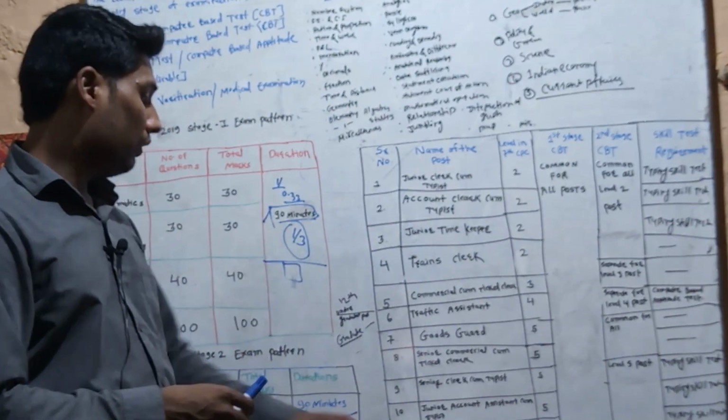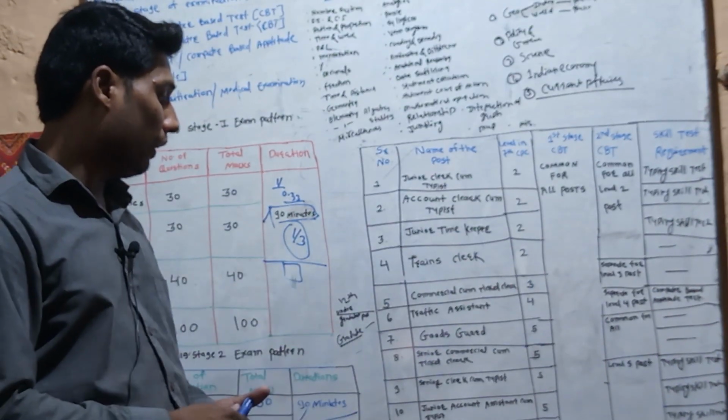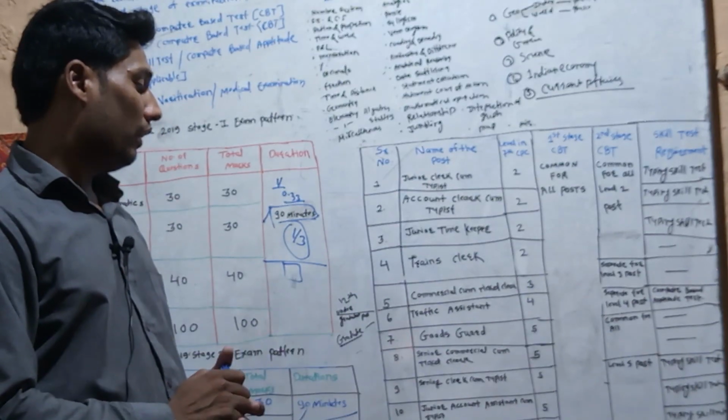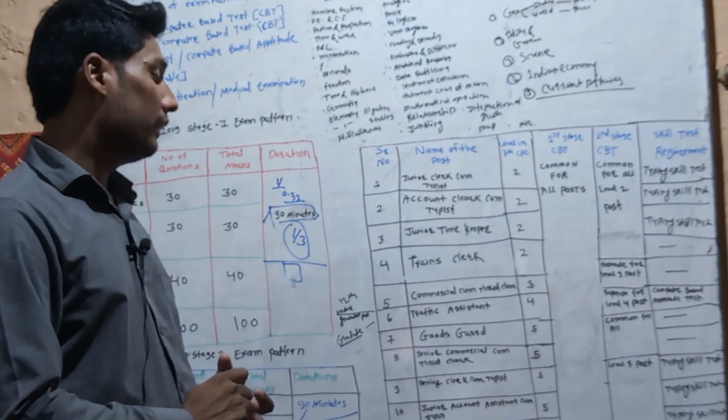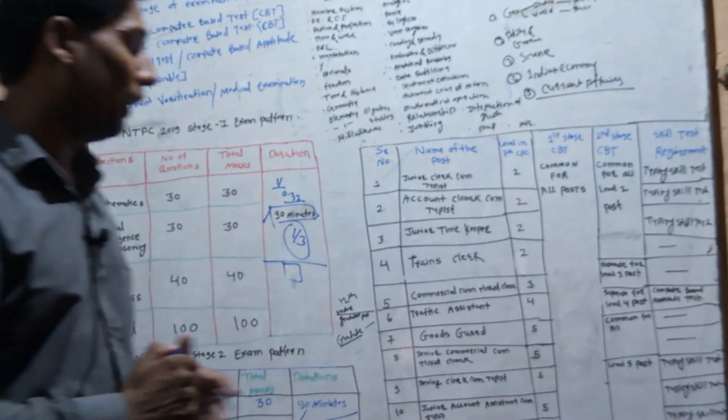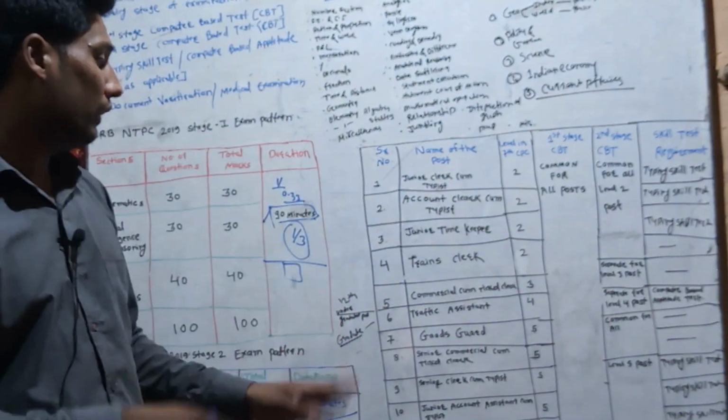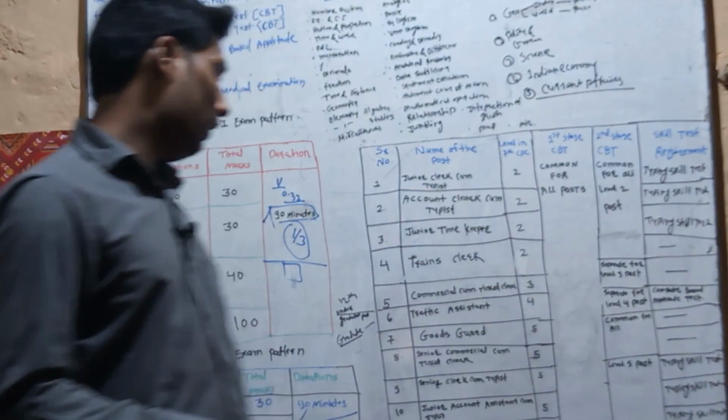After that, the senior timekeeper post has the same level of examination. After that, post number 12, commercial apprentice, is 6th level, common for all 6th level. There is no computer based test for this commercial apprentice.